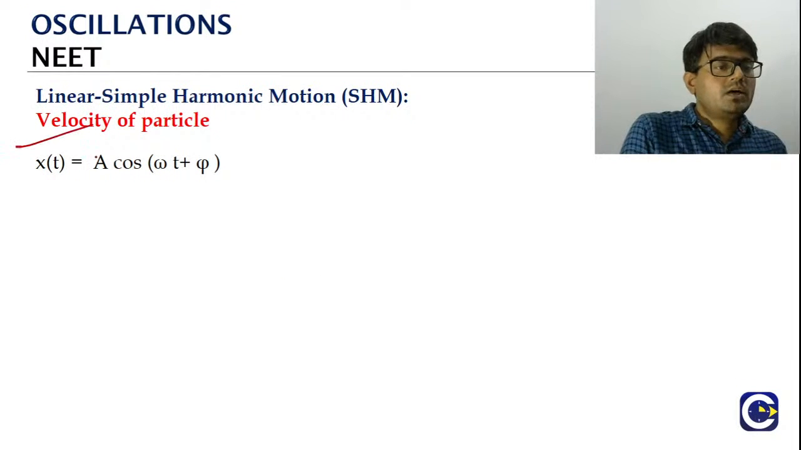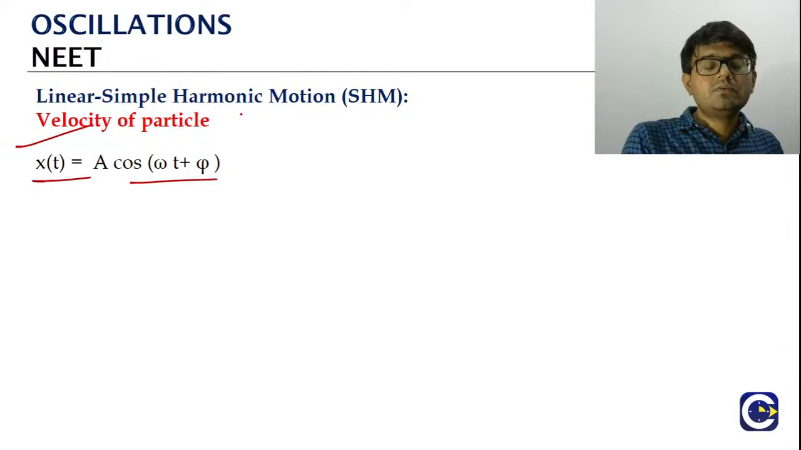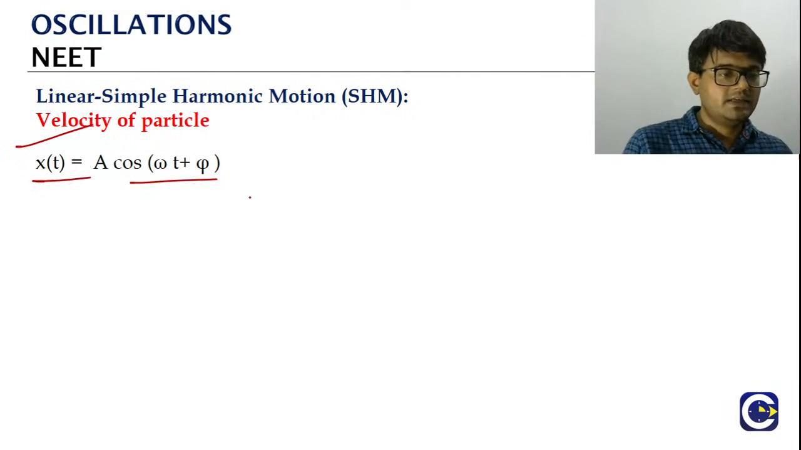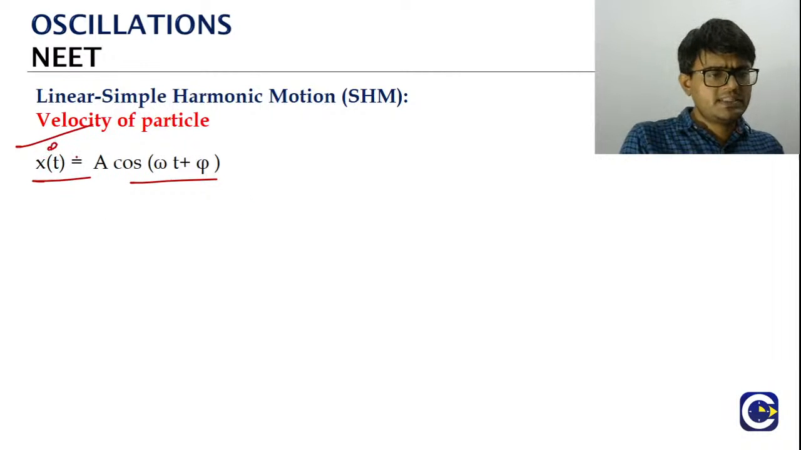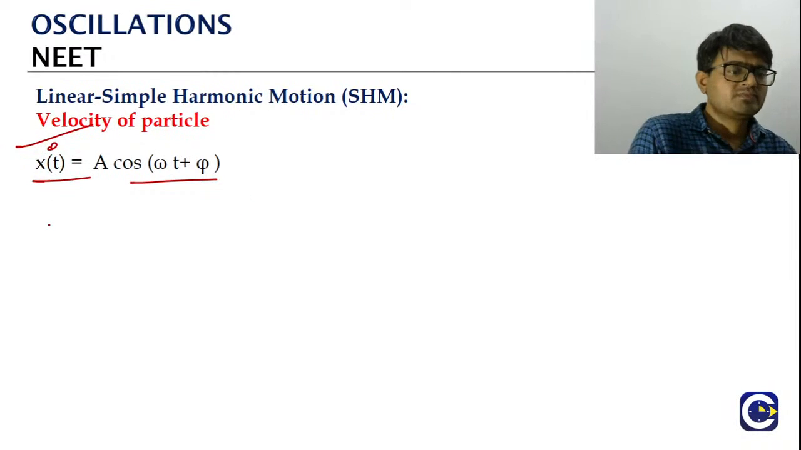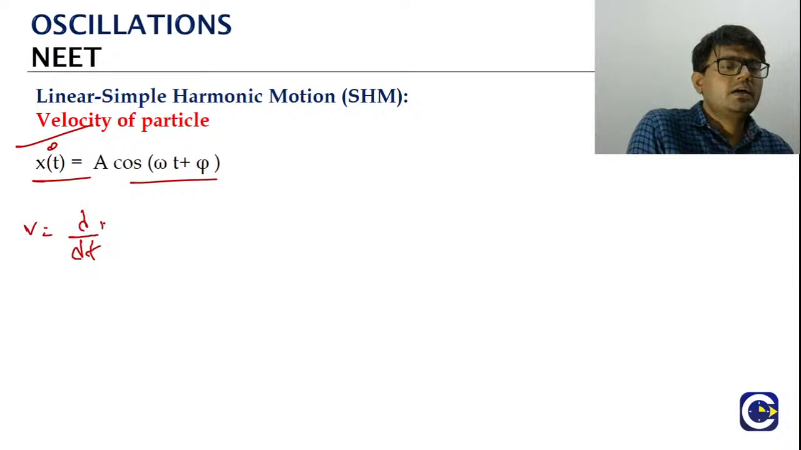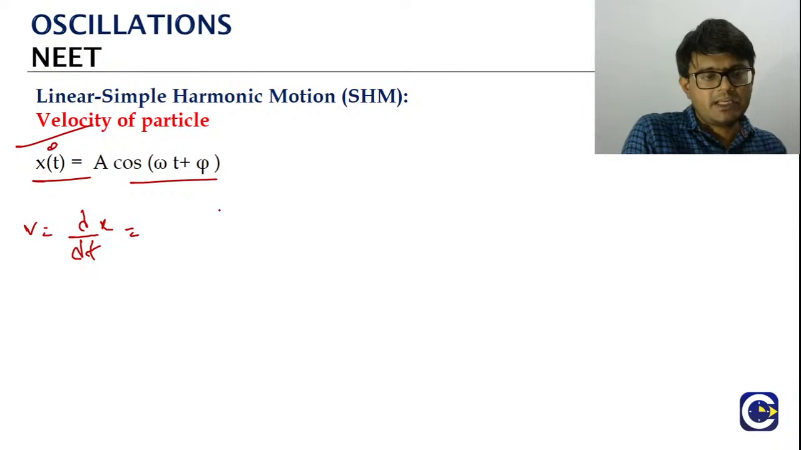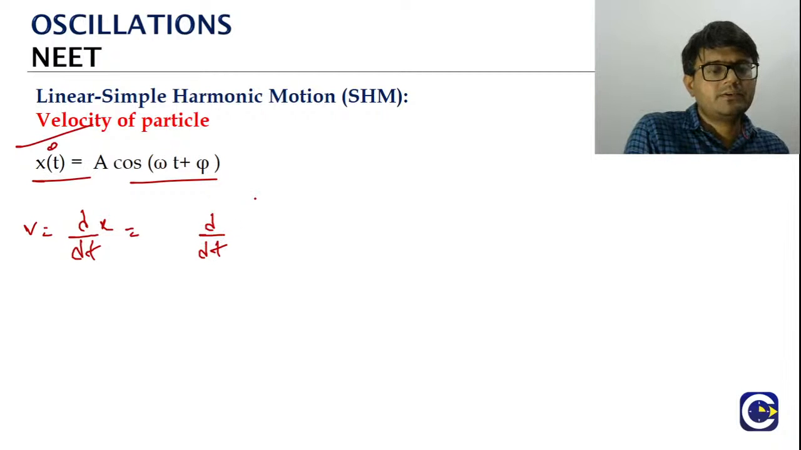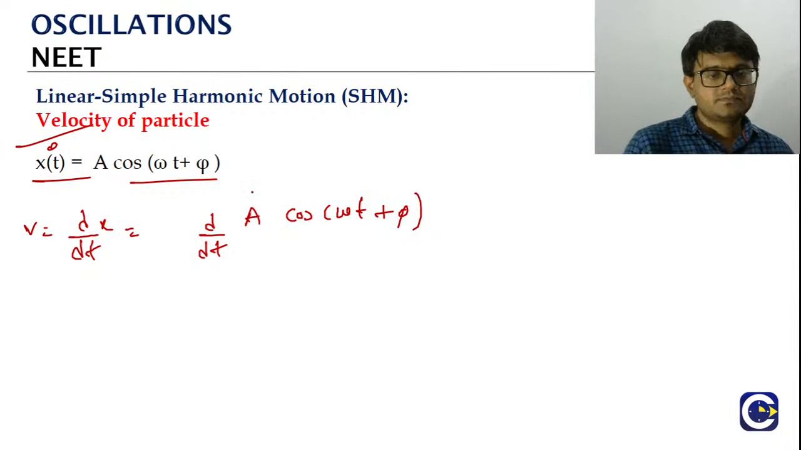Now suppose we have a particle in SHM. How do we get the velocity of the particle? This is the position, right? So the velocity will be the derivative of the position function with respect to time. Here we need the derivative of a cos of omega t plus phi. This is already covered in basic maths.